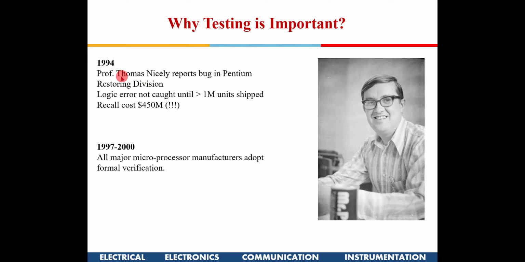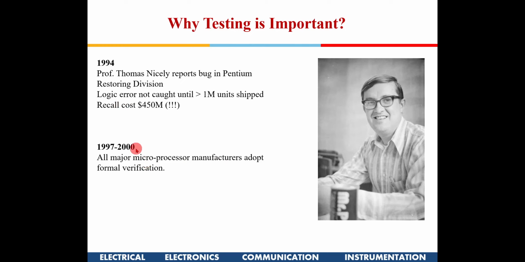In 1994, Professor Thomas Nicely reported a bug in Pentium. There was a problem with the restoring division algorithm, and by the time he found out that error, a million units had already been shipped from the factory to the consumers. And around $450 million was the cost incurred by Intel for recalling these chips.